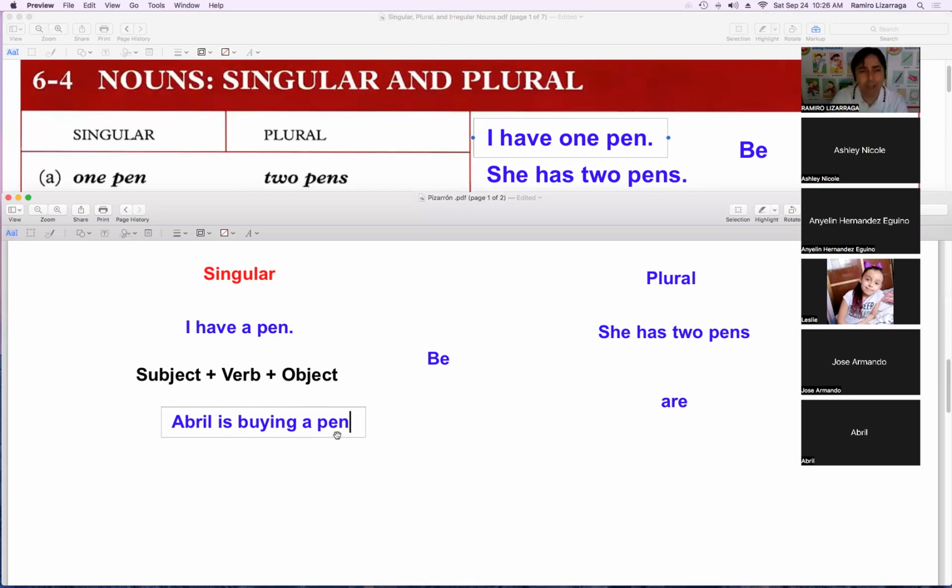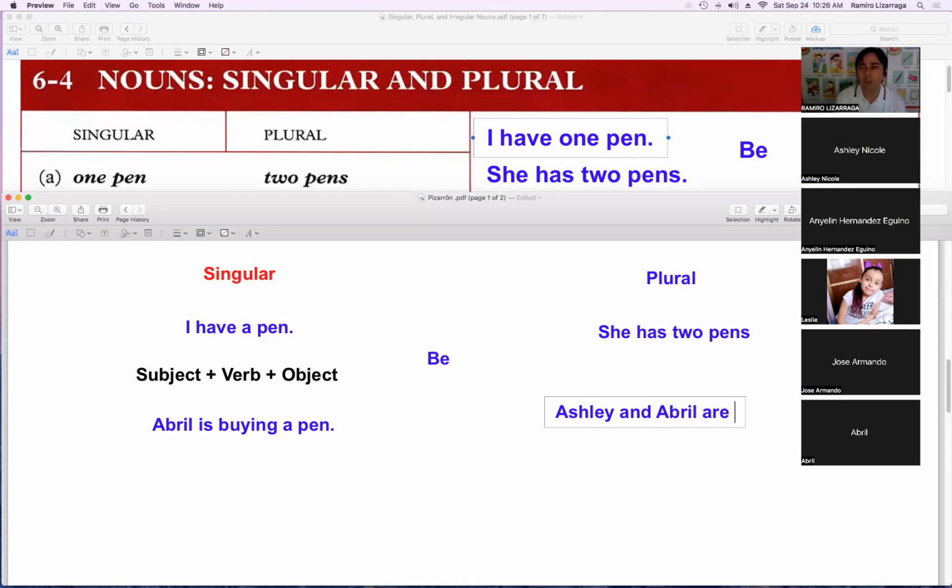Okay, Abril is buying a pen. Take a look at this. Here the sentence is in present progressive. Okay, Abril is buying a pen, or I can say, for example, Ashley and Abril. Take a look at this.